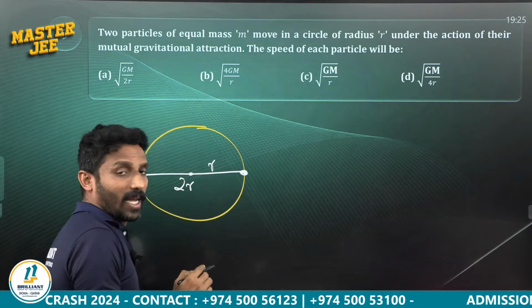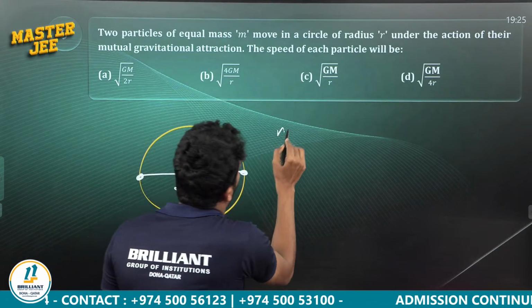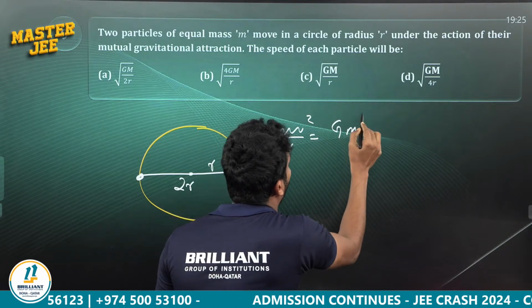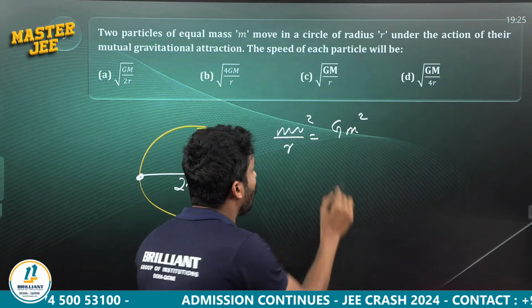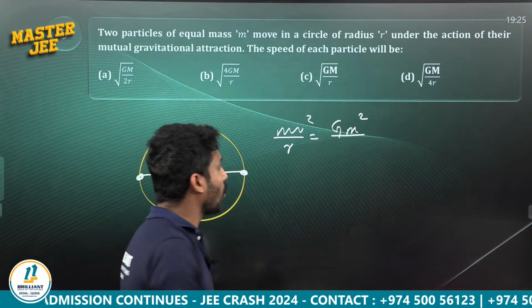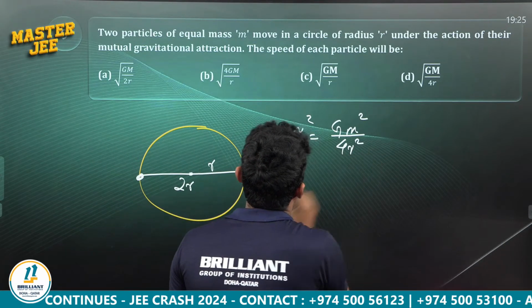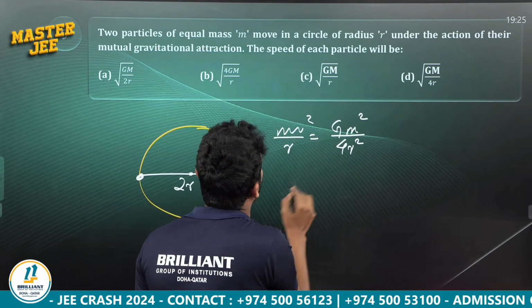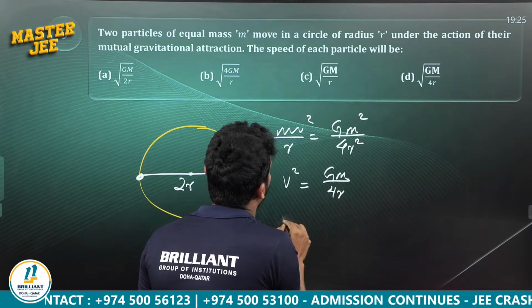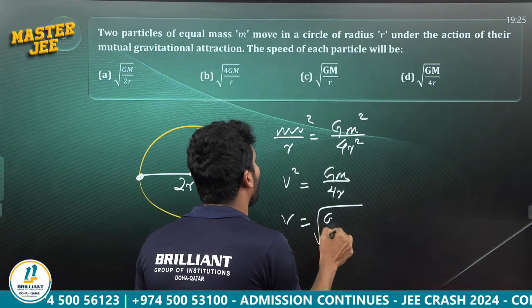We know that the centripetal force m v square by r is provided by the gravitational attraction, that is G m1 m2, that is G m square, divided by the square of the distance. The distance between the masses is 2r, and its square is 4r square. Clear? One r is cancelled, one m is also cancelled. V square is equal to G m divided by 4r. Then V is equal to root of G m by 4r.